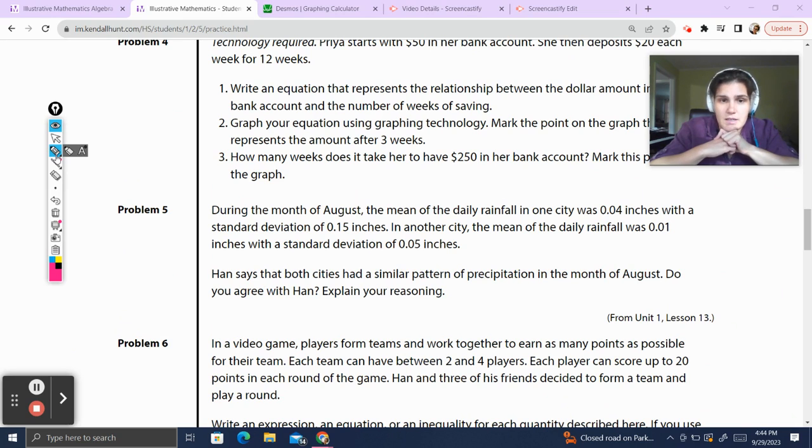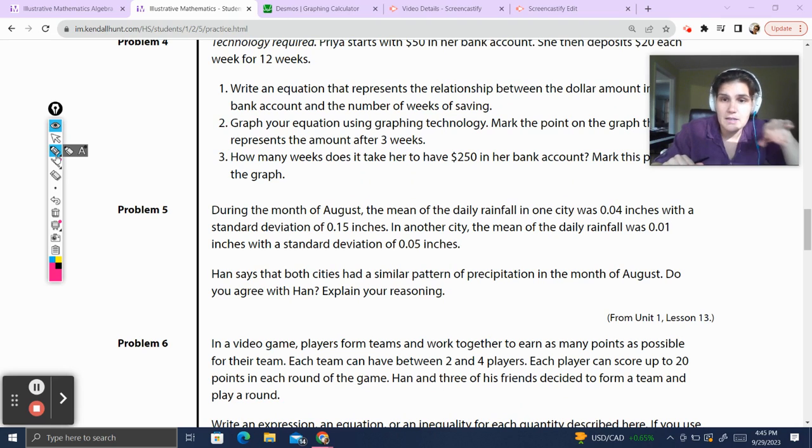Han says both cities had similar patterns of precipitation in the month of August. Do you agree with Han? I do not agree with Han. Because a standard deviation of 0.15 means that City A was 0.04, but sometimes it ranged up to 0.19, because that's 0.04 plus 0.15. It ranged all the way up there.